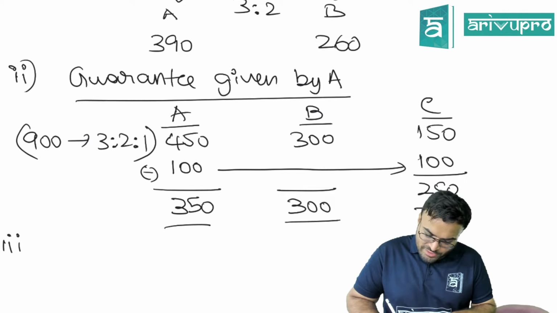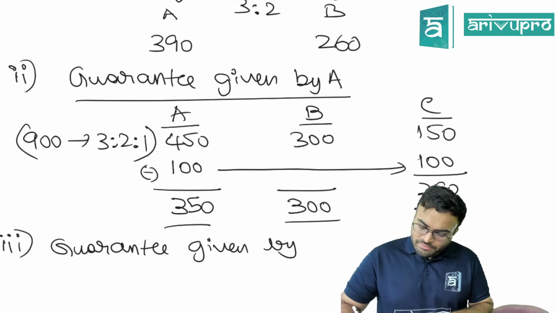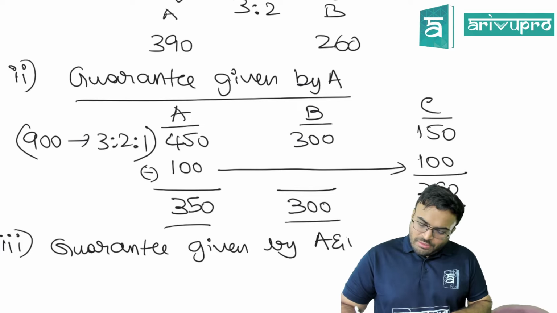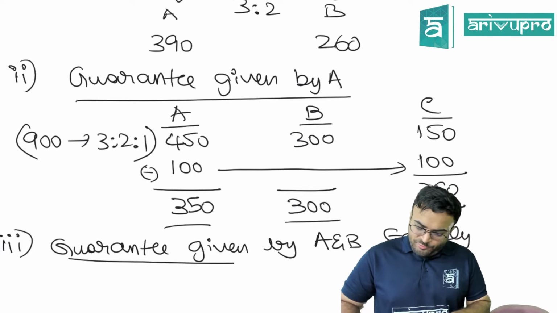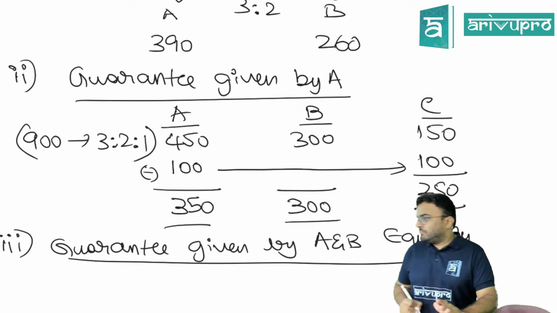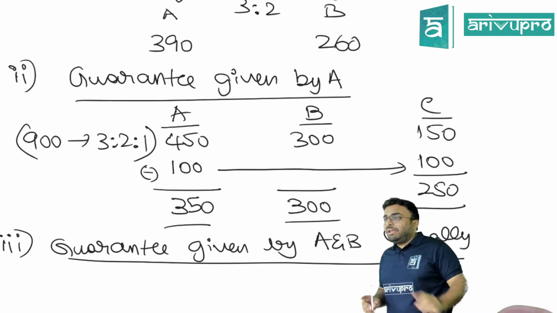Third situation we have, that is guarantee given by A and B equally. Their profit sharing ratio is not equal. Their profit sharing ratio is not equal, but it is given by A and B equally.